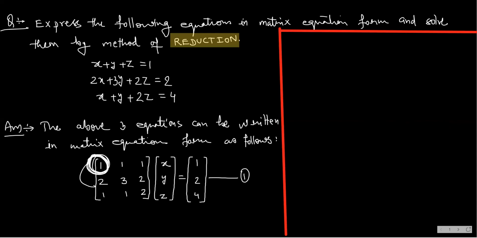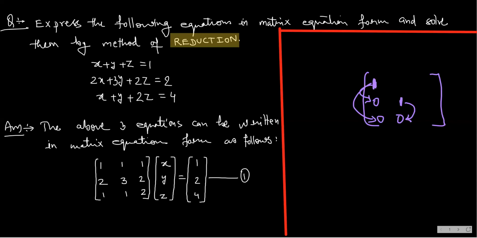So I'm using the method of reduction. I also have to tell you why this is known as the method of reduction. For that, you will have to wait for a few minutes. So we are in the first step of the method of reduction. What is that first step? I'm going to convert this matrix A into an upper triangular matrix by getting zeros below the diagonal.